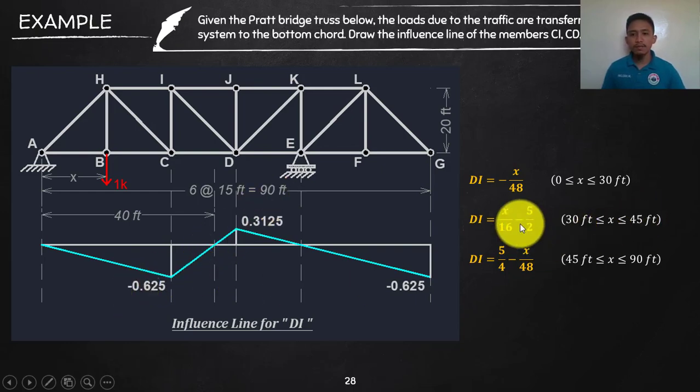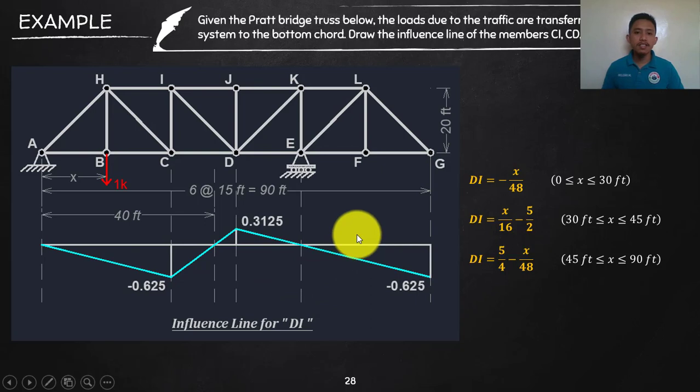And then at 45, that will give us positive 0.3125. So this is the exact value. Okay. It is better if there's an exact value or fraction, that is what we will be inputting on the influence line, since later on we will be using this as a value. This is not the final answer, so it is better to use the exact values. So 0.3125 positive, and then substitute 45 to the last response equation, the same. And then lastly, the 90 will give us negative 0.625. So this is the response influence line for the response of DI.